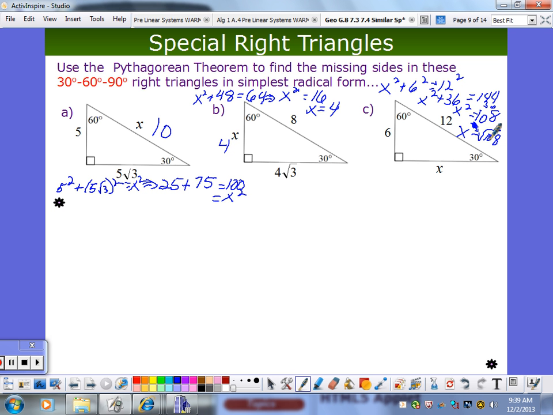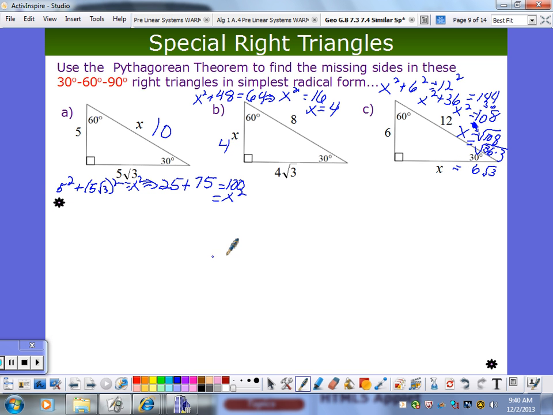Any perfect squares hiding in there? Yes. Nine? 9 times what? Well, 12 also has a perfect square in there, right? 4. So 9 times 4 is 36. So 36 must be what? 36 times what is 108? 3? So this is 6 rad 3.